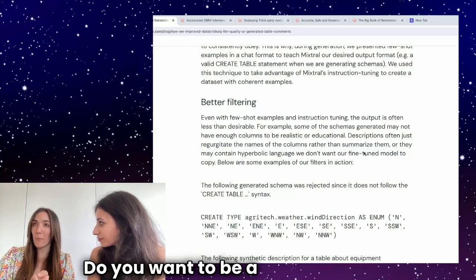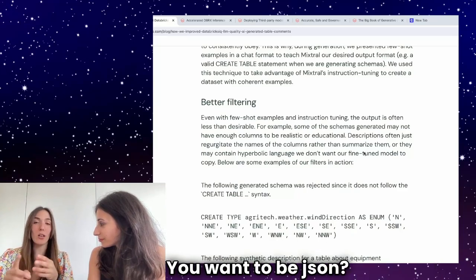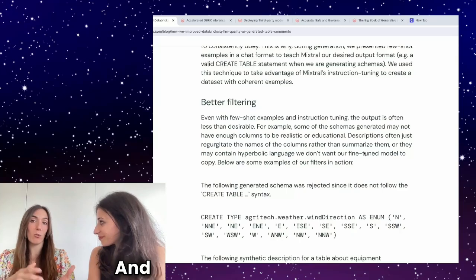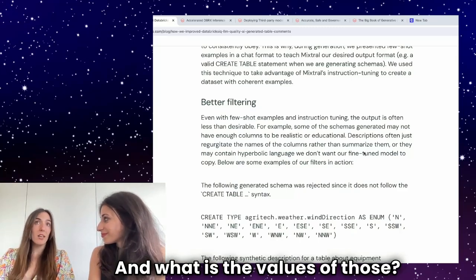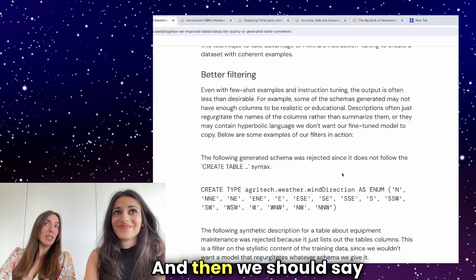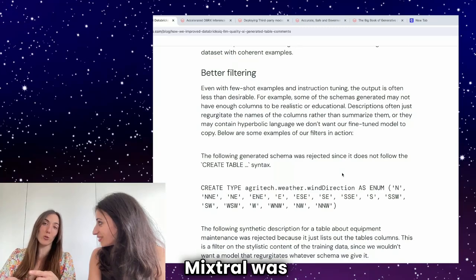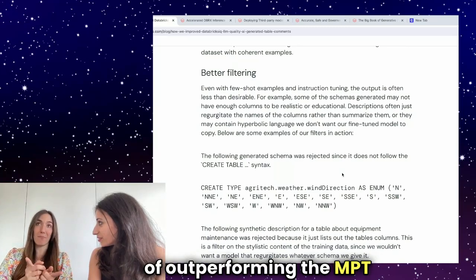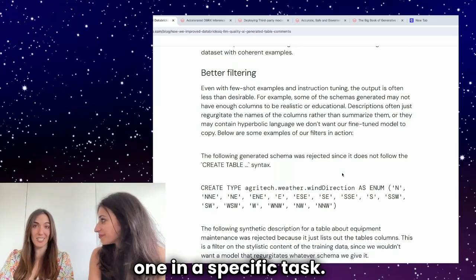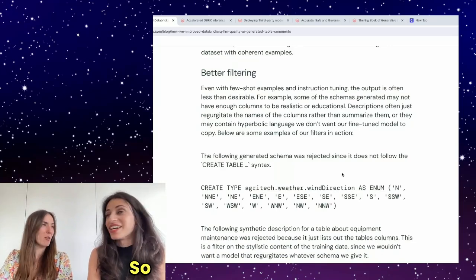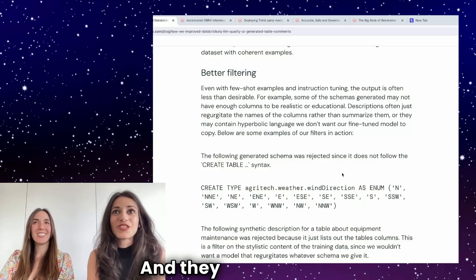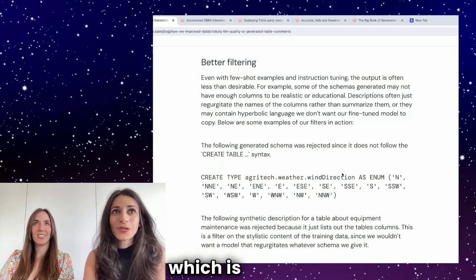Do you want it to be a Python dictionary? Do you want it to be JSON? What are all the keys and what are the values of those? And we should say that they used Mixtral here because apparently at that point in time, Mixtral was outperforming the MPT one in this specific task, right? Yeah. Well, they always go for the best model, I guess. Yeah, and they used open source, which is pretty cool.